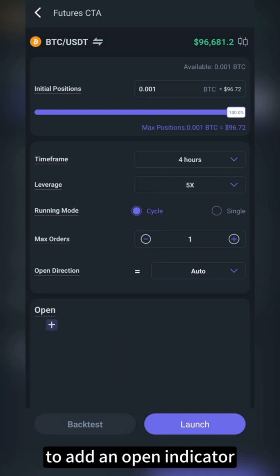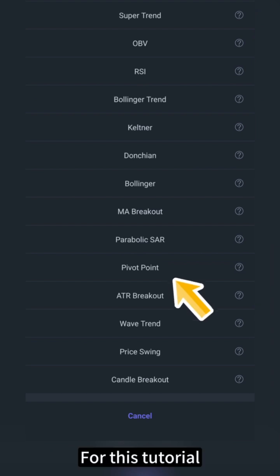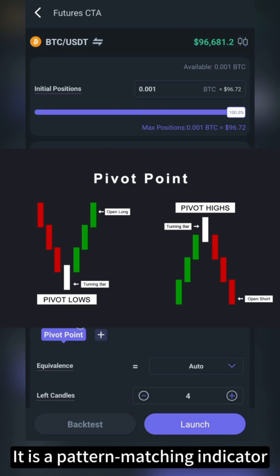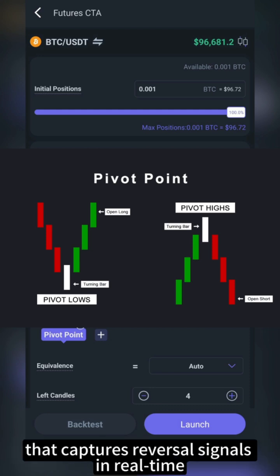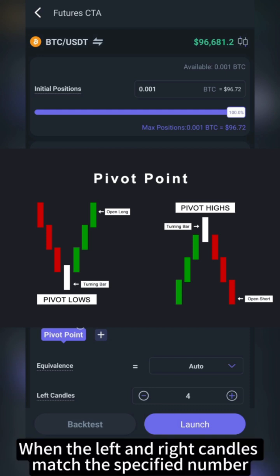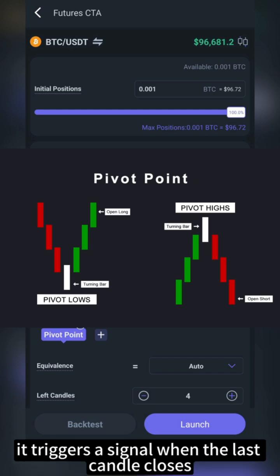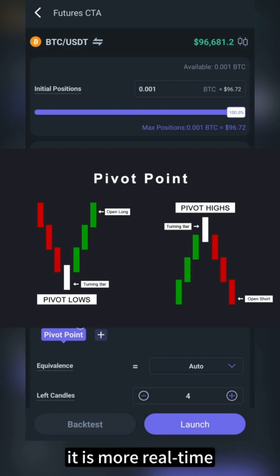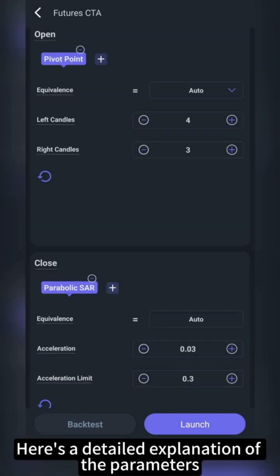Click the plus button to add an open indicator. For this tutorial, I will use the pivot point indicator. It is a pattern matching indicator that captures reversal signals in real time. When the left and right candles match the specified number, it triggers a signal when the last candle closes. Compared to moving average-based indicators, it is more real-time. Here's a detailed explanation of the parameters.